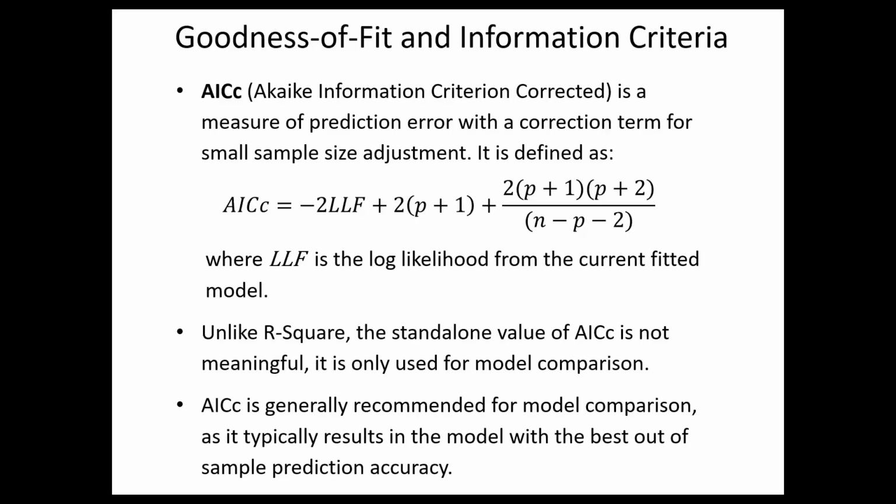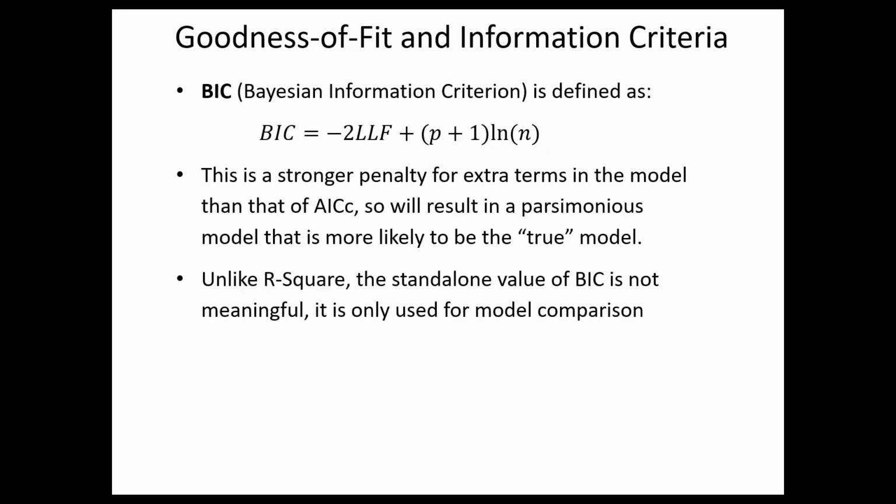So that's the one that we recommend for general use, the Akaike information criteria corrected for small sample size, AICC. You also have the Bayesian information criterion. Again, I'm not going to get into the formula details. It also uses the log likelihood function. Smaller is better. It has a stronger penalty for extra terms in the model. What that means practically is that you tend to get a more parsimonious model, and so it's more likely to be the true model.